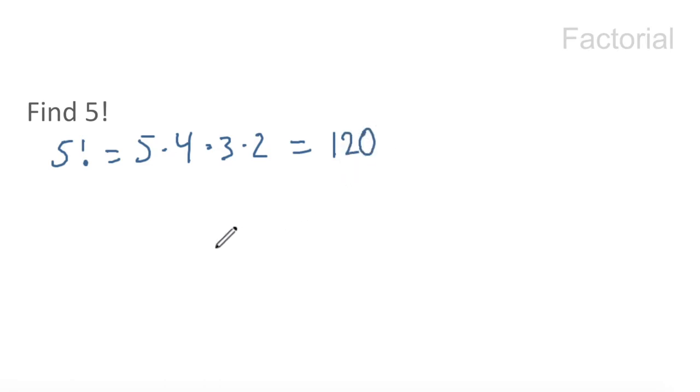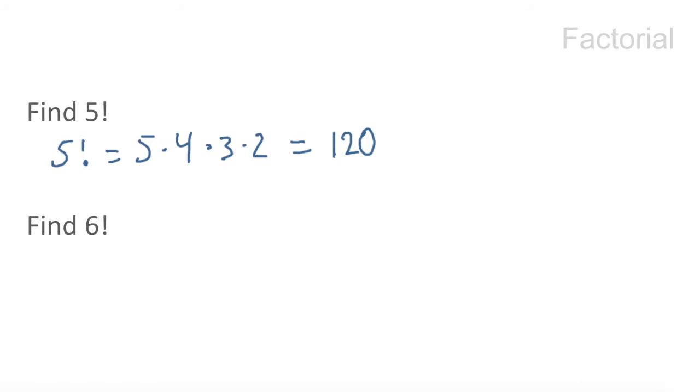So let's try and calculate 5 factorial. We're going to write it as 5 exclamation point equals 5 times 4 times 3 times 2, and we'll ignore the 1. So when we multiply this out, 5 times 4 is 20, times 3 is 60, times 2 is 120. So 5 factorial is 120.